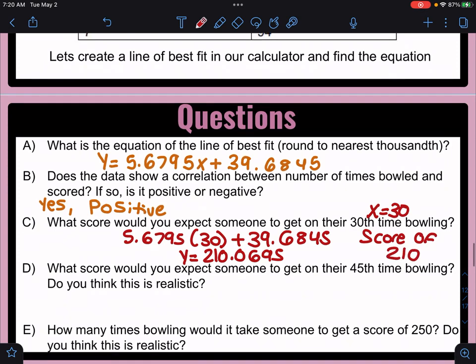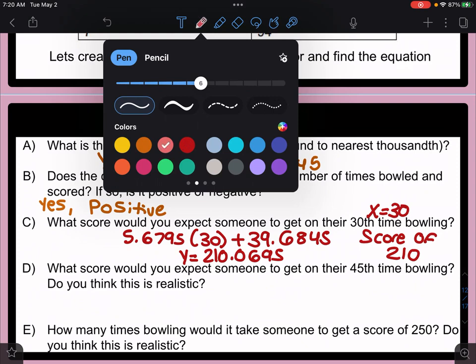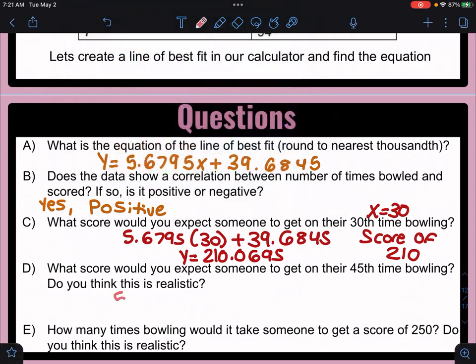Alright, the next one, what would you expect somebody to get on their 45th time bowling? So now we're just going to type in 45 instead.